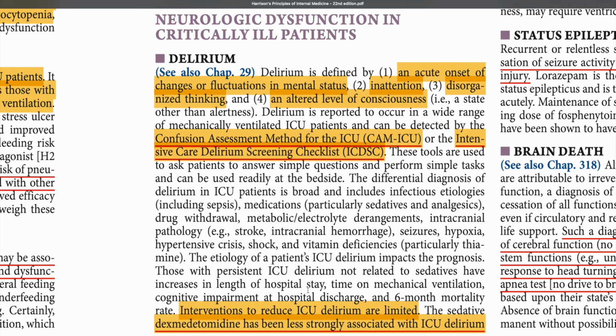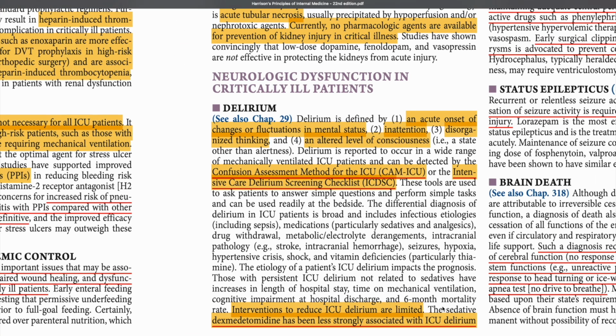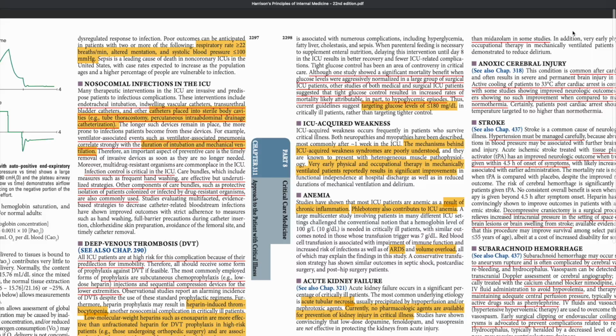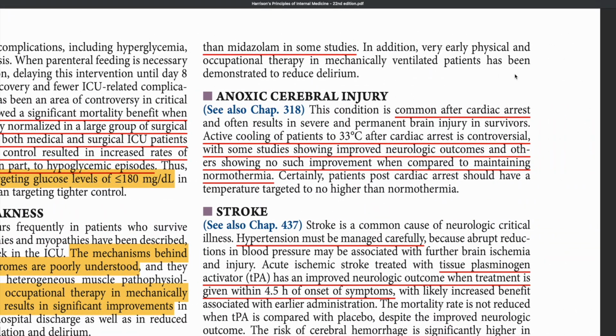So interventions to reduce ICU delirium are limited. The sedative dexmedetomidine has been less strongly associated with ICU delirium than midazolam. So next, anoxic cerebral injury. It's commonly seen in cardiac arrest. Active cooling of patients to 33 degrees after cardiac arrest is still controversial, with some studies showing improved neurological outcomes and others showing no such improvement when compared to maintaining normothermia.